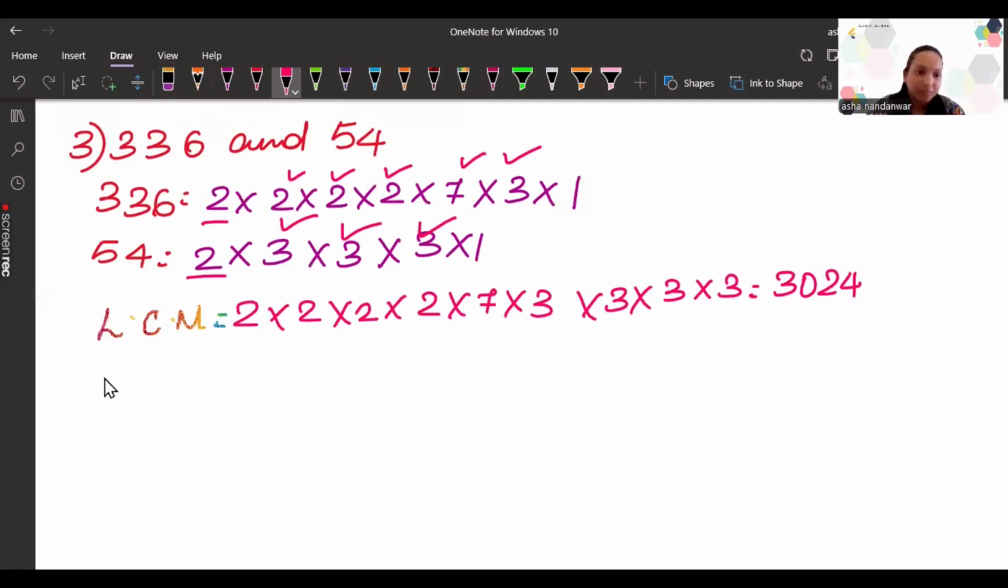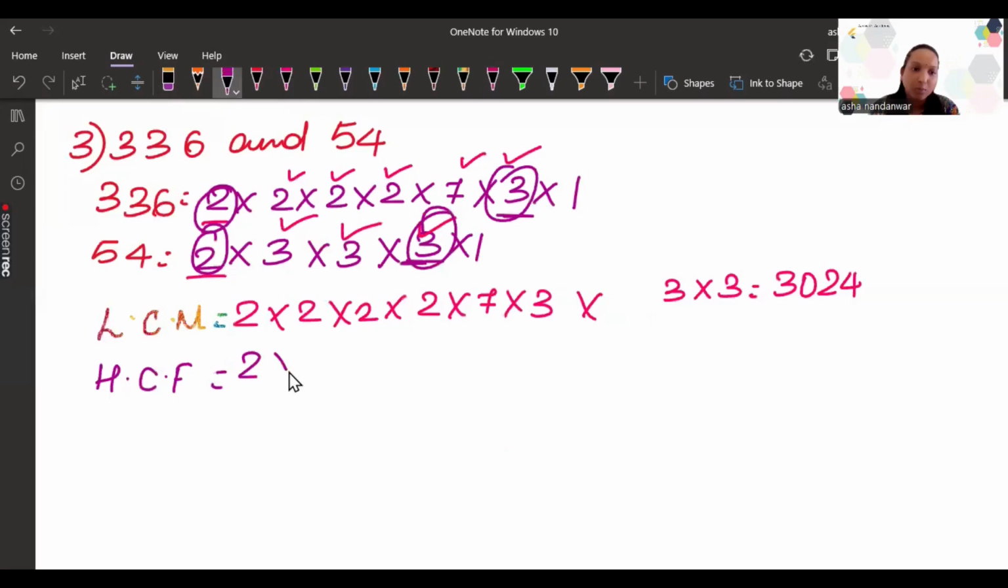Now let's find the HCF. So we have 2 commons here. One is 3 and the other one is 2. So these are the 2 commons. Let's write it 2 into 3, which is 6. So HCF is 6 in this case and LCM is a big number, 3024.